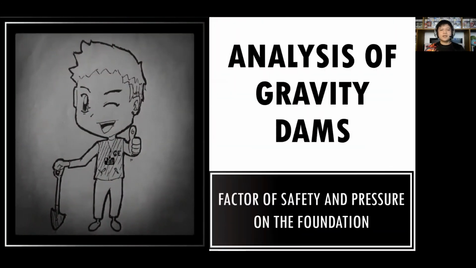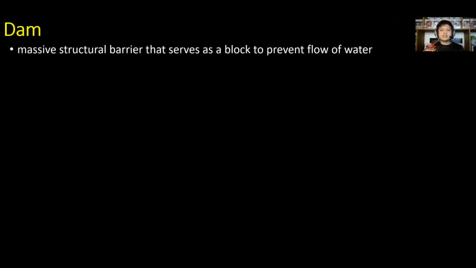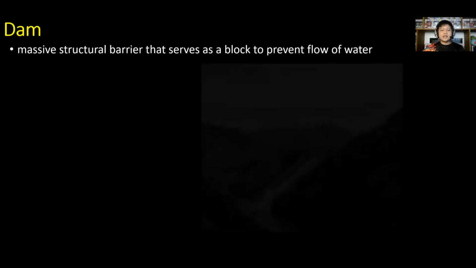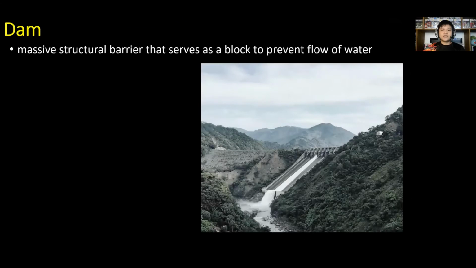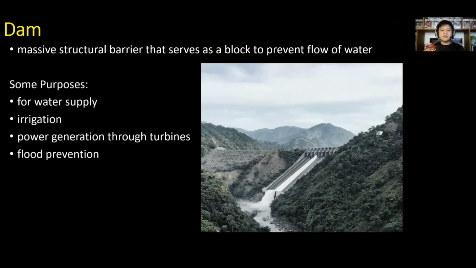Good day, the topic is analysis of gravity dams. A dam is a massive structural barrier that serves as a block to prevent flow of water. The image is a sample of a dam, the Ambuklao Dam. Some purposes of dam construction are for water supply, irrigation, power generation through turbines, and flood prevention.